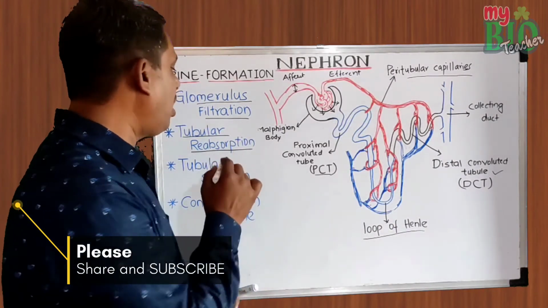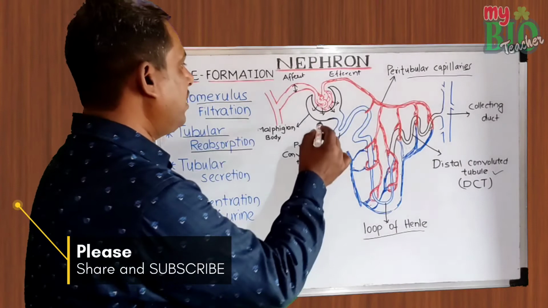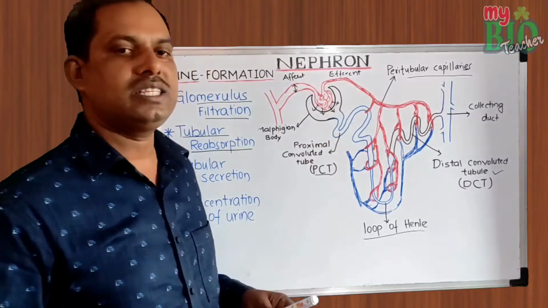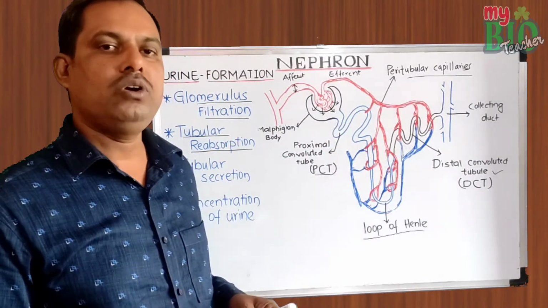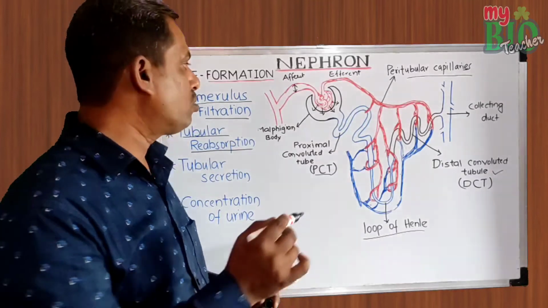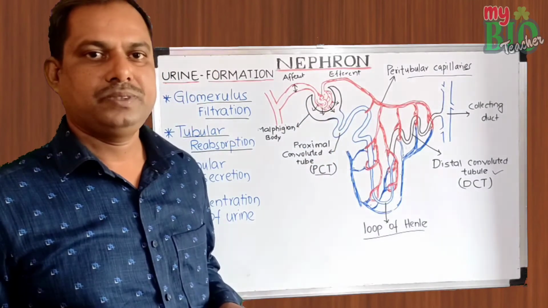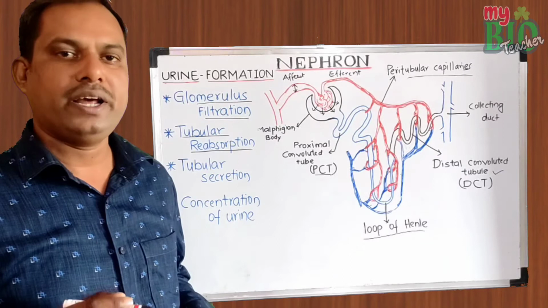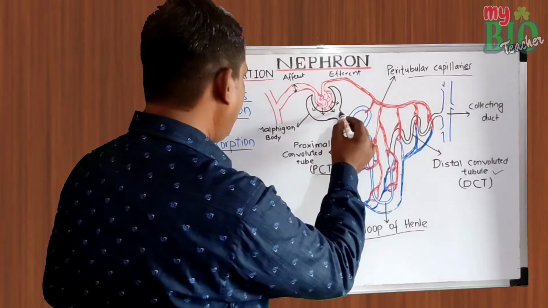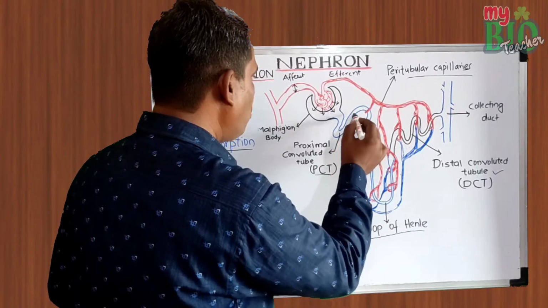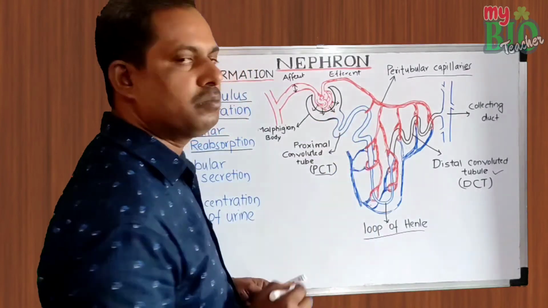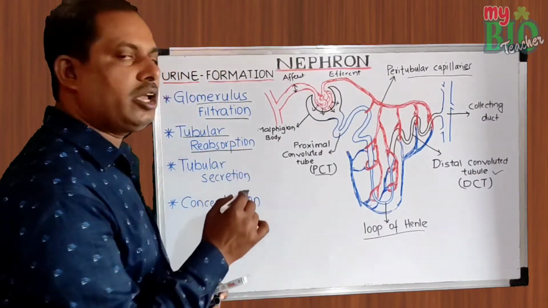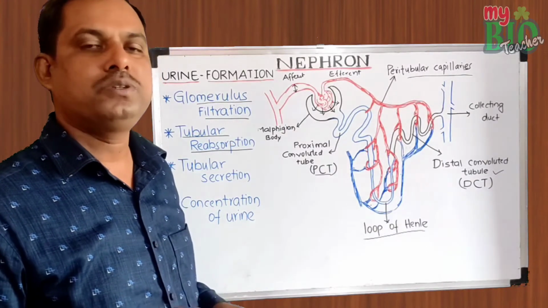What does tubular reabsorption mean here? When the primary urine is formed, not only the waste materials but also useful nutrients and vitamins are collected. These important nutrients have to be reabsorbed by our body. So when the liquid flows through the proximal convoluted tubule and loop of Henle, all the important materials are reabsorbed.